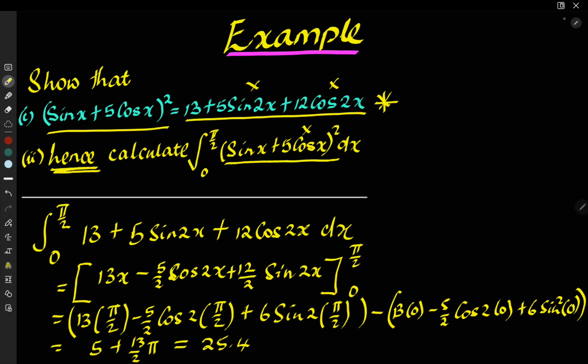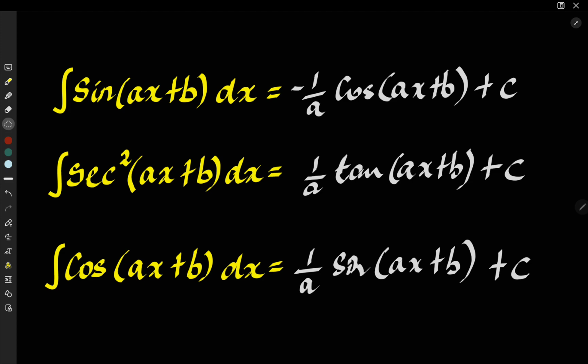Now, just to give you a summary. Remember what we said at the beginning, that the integral of sine (ax plus b) is equal to minus 1 over a cos (ax plus b). Then also the integral of sec squared (ax plus b) is equal to 1 over a tan (ax plus b) plus a constant c. And also lastly, the integral of cos (ax plus b) is equal to 1 over a sine (ax plus b) plus a constant c.